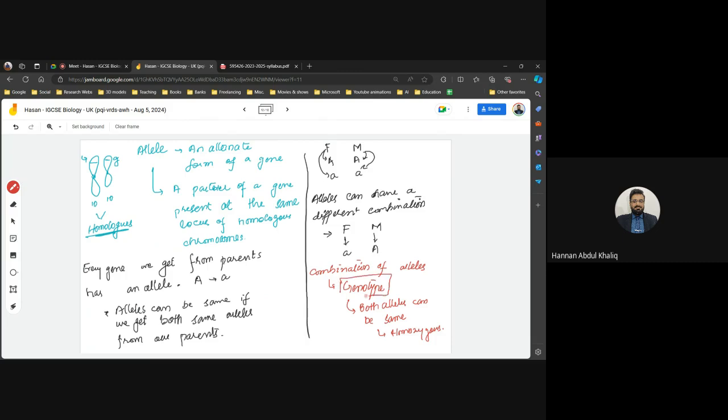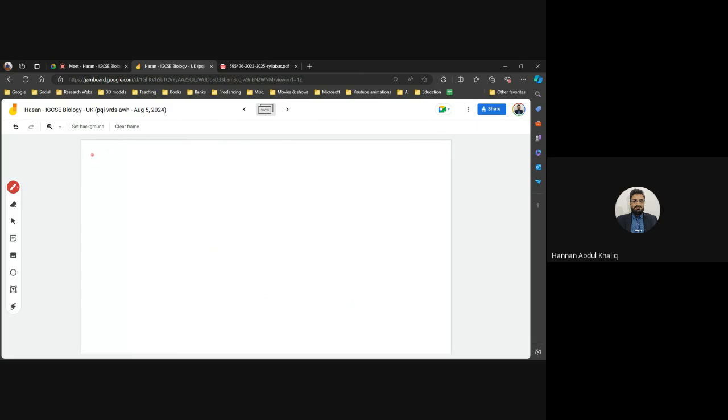Obviously, I'm saying genotype means the combination of alleles we get from parents. If we are getting both the same alleles from parents, then to represent them in words, we would say they are homozygous. And if we are getting two different alleles from parents, we say that they are heterozygous, like capital A, small a. This genotype is called heterozygous.